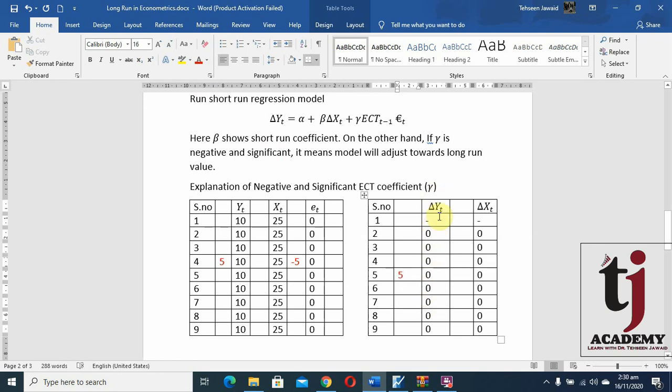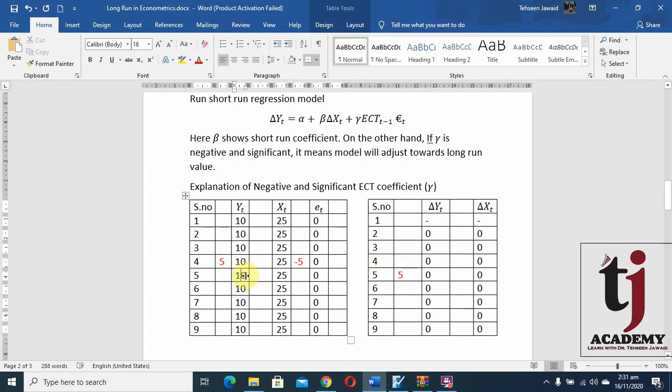A zero value of change shows the long run equilibrium, but if the economy or model faces some shock, so the value would change to 5 instead of 10, and if the actual value is 5, the error would not be 0, it would be -5. So the difference in the next period is 10 minus 5, which is 5. This is the case when the value has decreased.